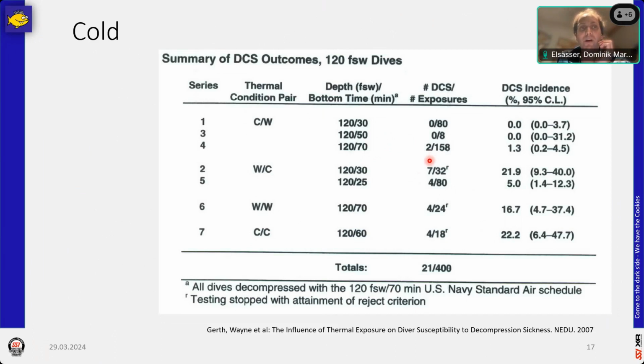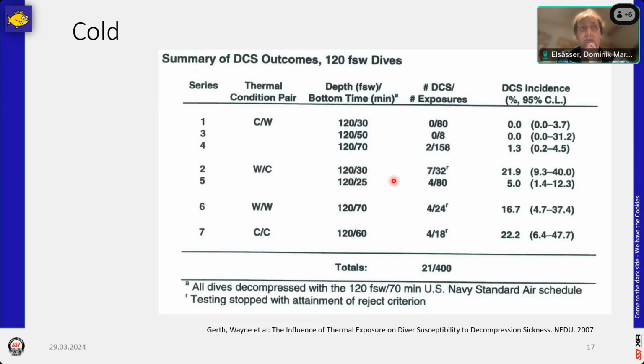We switch to warm-cold. Already 7 of 32 dives ended in an accident. 4 of 80 dives for 25 minutes still ended in an accident. And that already, this lower scale R here, that means the rejection criterion was reached. So already at this moment, they did not go to doing, say, 80 dives or so, because it was just not worth bending more people.